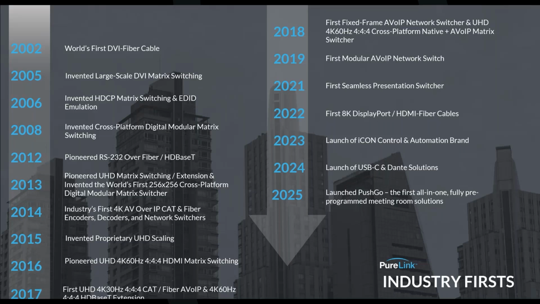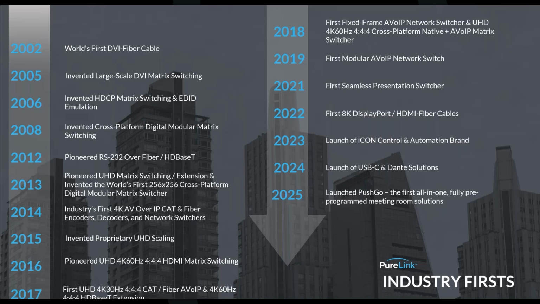And in that time, you see the laundry list that we have here of industry firsts that have been put into the world and that we stand behind as we continue to try and be on the cutting edge of the ever growing and ever so fast world of technology. So in 2002, the most notable was the world first DVI to fiber cable, and then the DVI matrix switching, like we talked about, going alongside the HDCP emulation. And then it continued with pioneered RS-232 over fiber, proprietary UHD scaling.